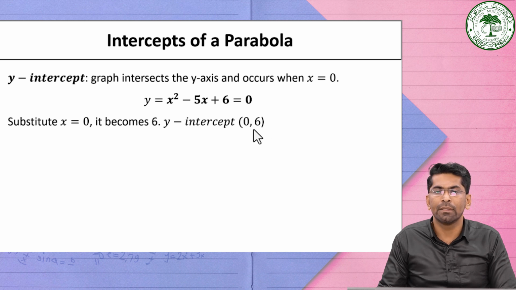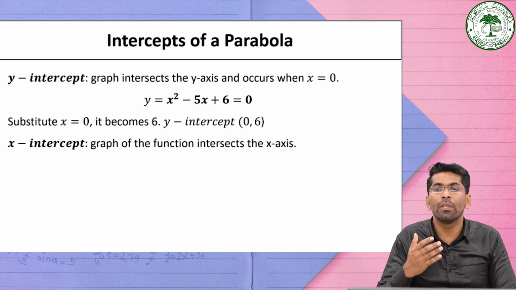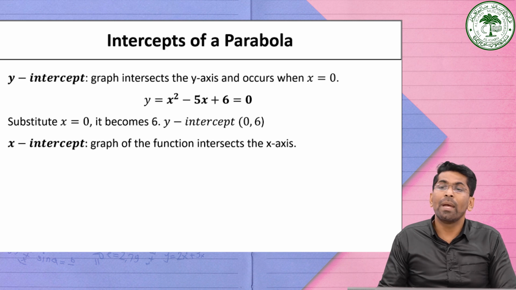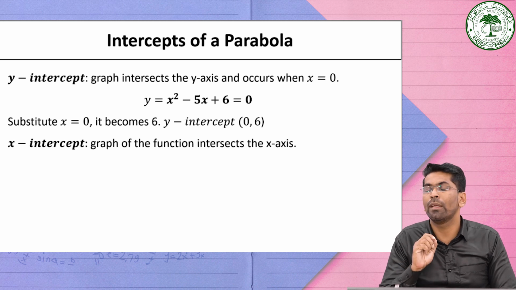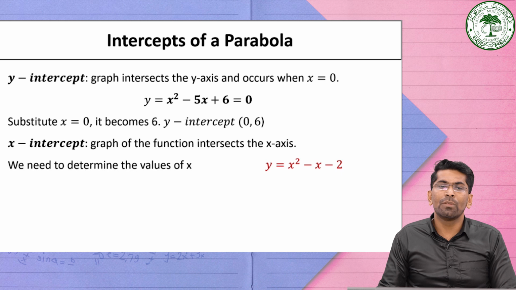Similarly, we can find the x-intercept term, which is the point at which the graph of a function intersects the x-axis. So in order to find the x-intercept of a quadratic function, we want to find the roots of the quadratic equation, where the graph intersects the x-axis. Mathematically, the x-intercepts are the solutions to the quadratic equation f(x) equal to 0, that is, we assume y is equal to 0. So consider one example so that it will be clear.